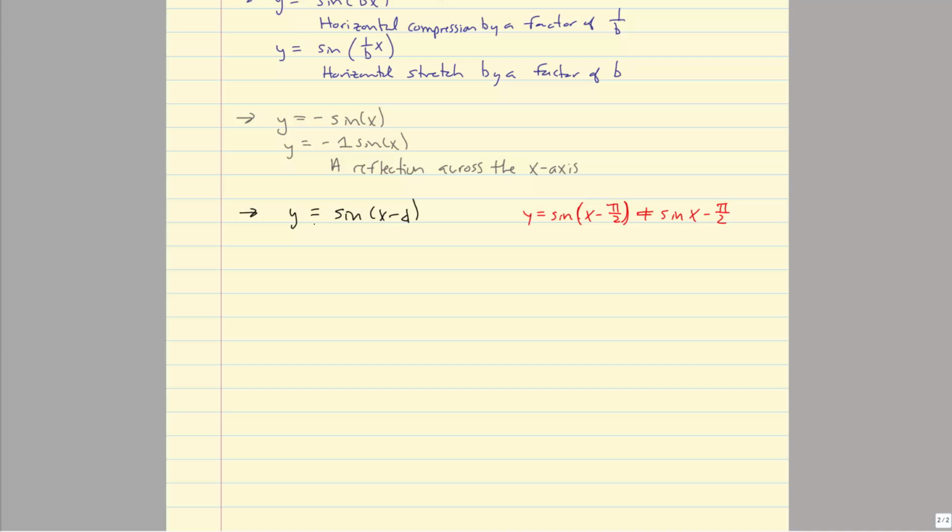So if we had y equal the sine of the quantity x minus d, this would be a horizontal translation to the right d units. So again, it's within the argument of the sine function, so it's horizontal. Also notice it's the opposite.